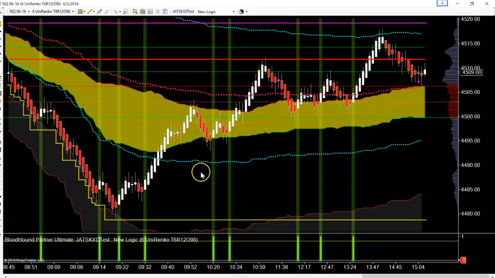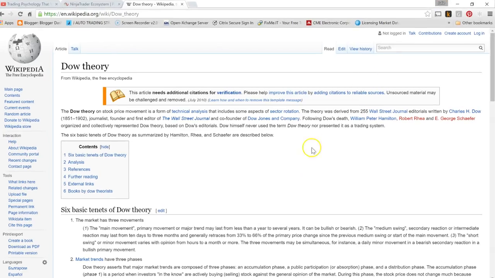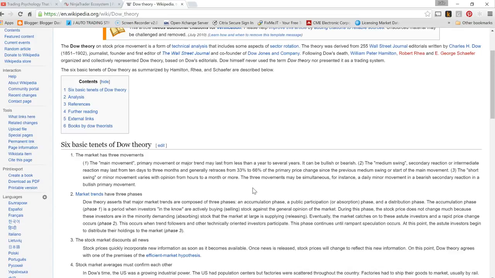And it's hard to get a bias. The best thing that I can tell you to look at is the Dow theory. And let me see if I can pull that up for you. That's higher highs and higher lows. And here we go on Wikipedia. And the main movement of the market is long or short.